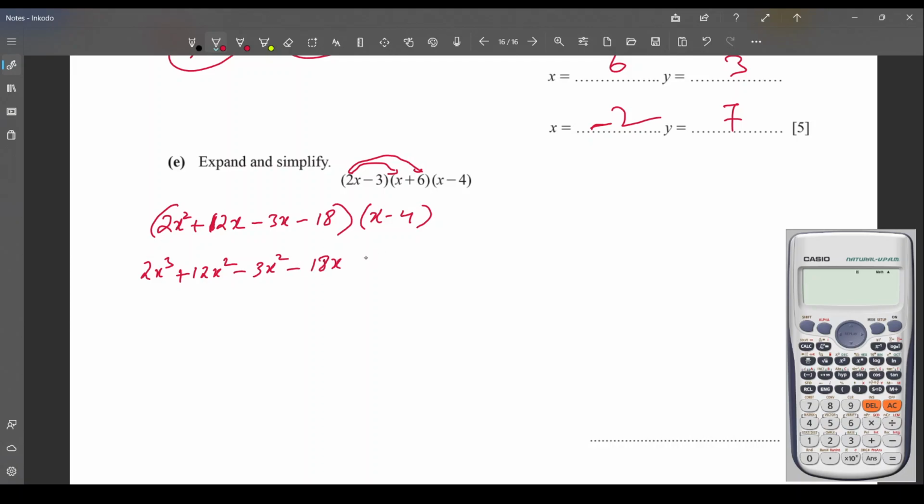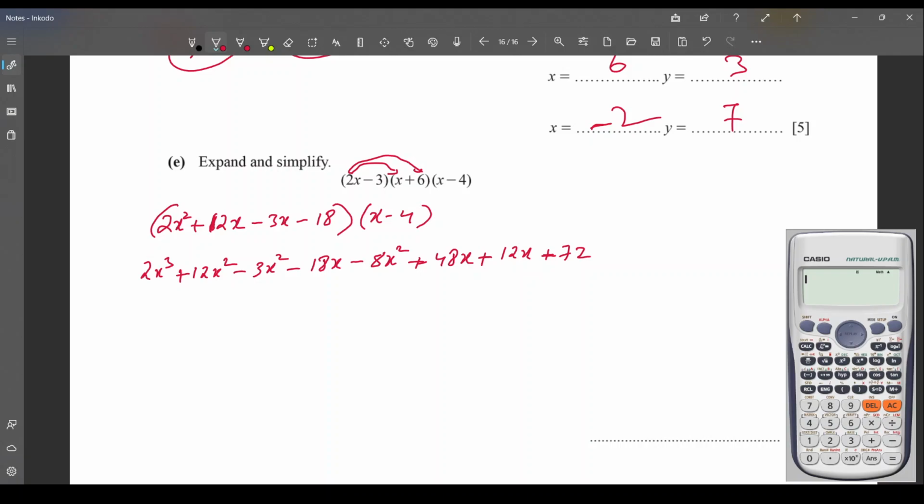Then I'll start with this one, minus 4 times 2 is 8x square, then plus 12 fours are 48x, minus 4 times plus 3 is 12x, then here also plus 72, 18 times 4 should be 72.